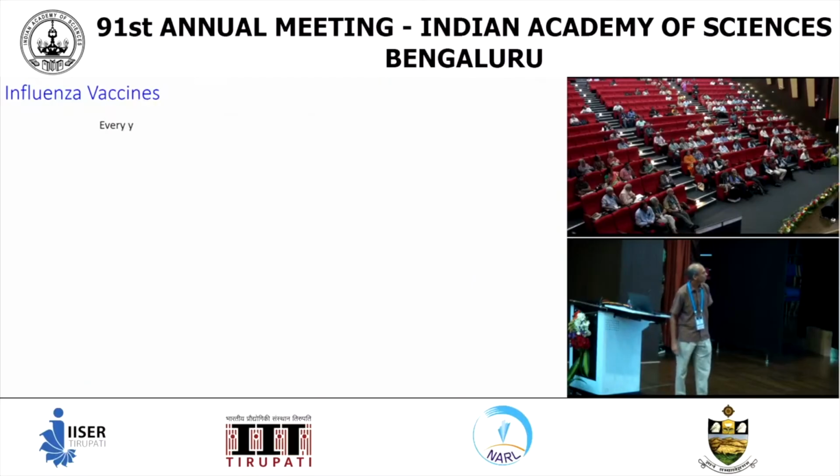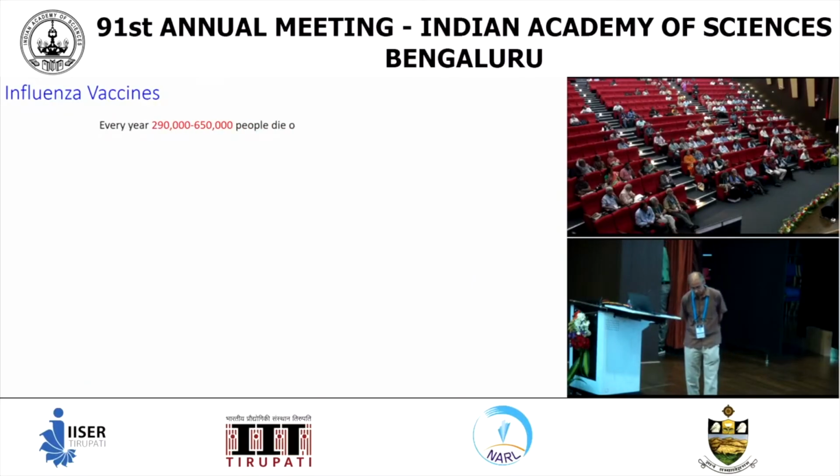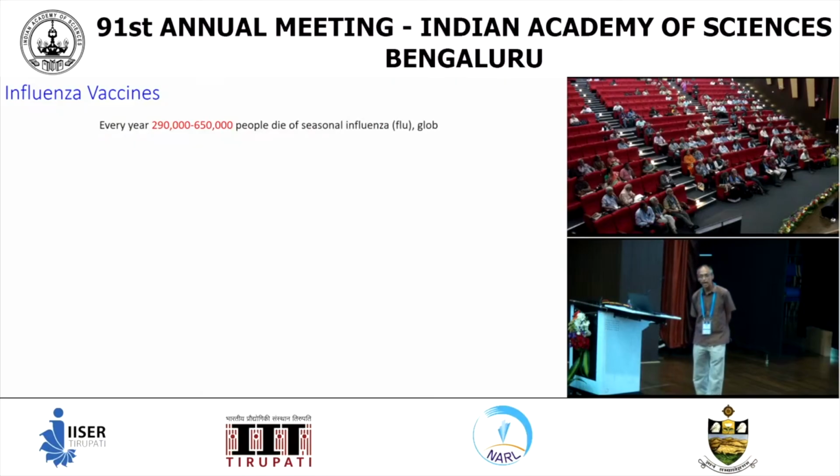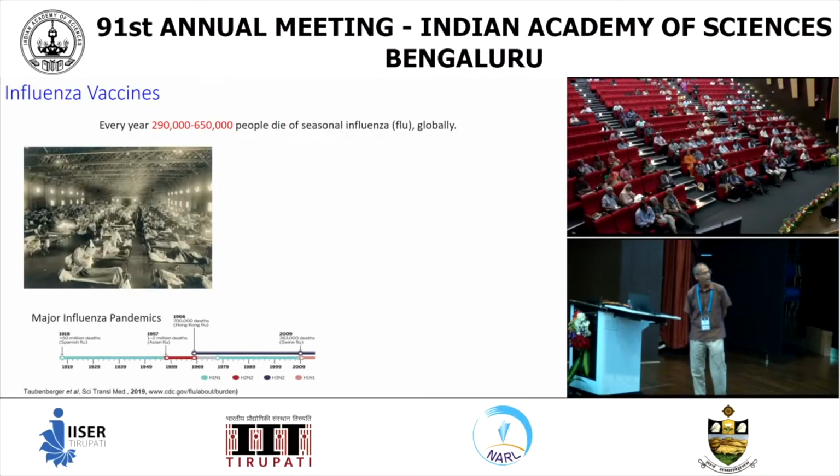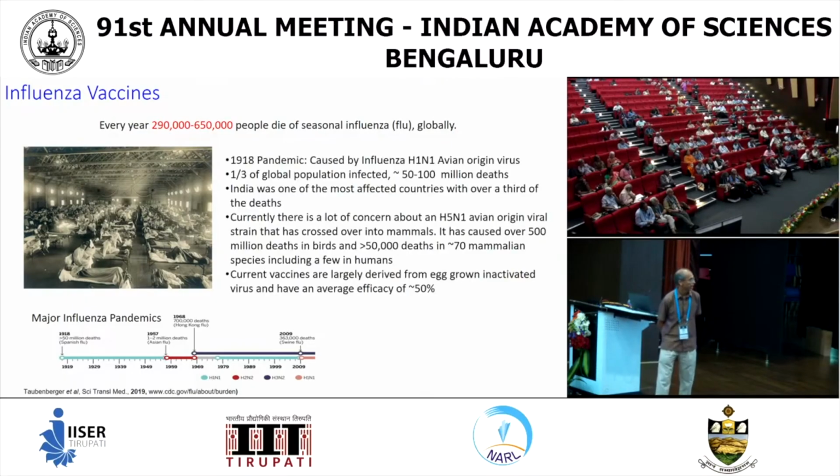Okay? So every year, roughly 300,000 to 600,000 people die of seasonal influenza. And this number can be much larger in a pandemic. So for example, in the 1918 pandemic, the death estimates are of the order of 50 to 100 million people. And a non-trivial fraction, India had the largest number of deaths in that pandemic, which happened just after World War I. So these pandemics can be really deadly.